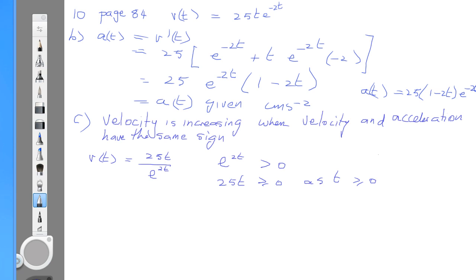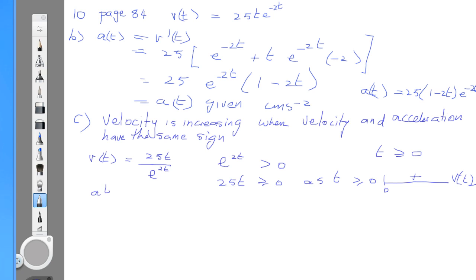If you reread the question, you'll find out that t is greater than or equal to 0. And in a lot of applications, we do only consider time 0 or greater. Therefore, the numerator 25t, the lowest value it can have is 0. It will never be negative. So the sign diagram for the velocity function is always positive. It can be 0 at 0 and the rest of the time it's positive.